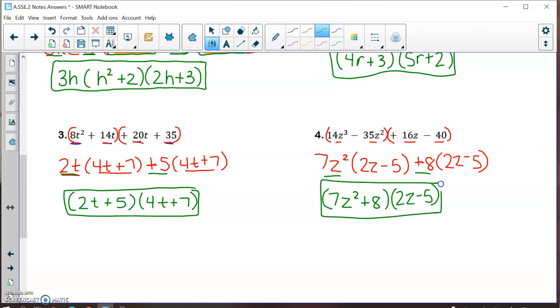Now I do want to mention that if this was a minus 16z plus a 40, then we would want to take out a minus 8 to be left with a positive 2z minus 5. So we're not always going to be taking out a plus something. We might be taking out a minus sign. You just have to make sure that when you factor out that negative, that you see if your sets of parentheses match. Again, your goal is to get the 2 sets of parentheses to match exactly.